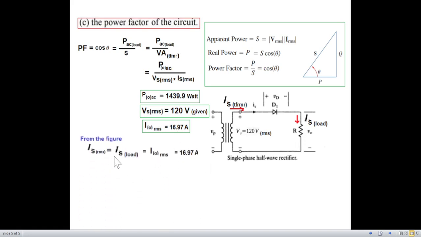So IS is 16.97 that we found, IO. And now we can put this value, POAC we know, VS RMS is given, and IS RMS from here is 16.97. And so the answer is 0.707.